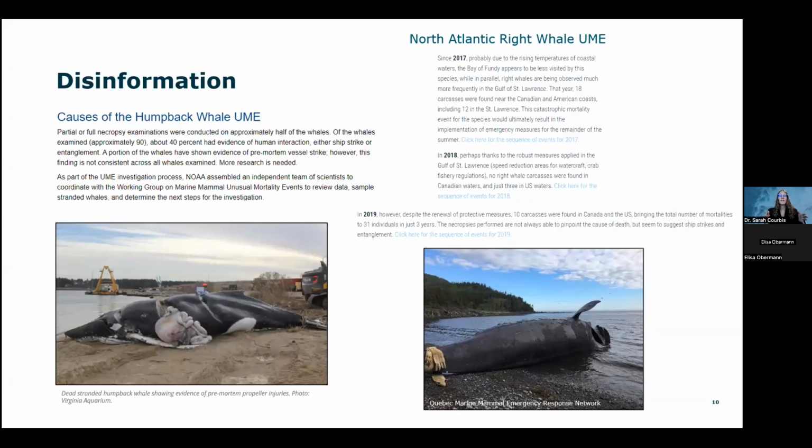The problem is that when people start spending money and time on something that's not a real concern, then you're not spending that money and time on something that is a real concern, and things that you could do to actually improve the situation for whales.